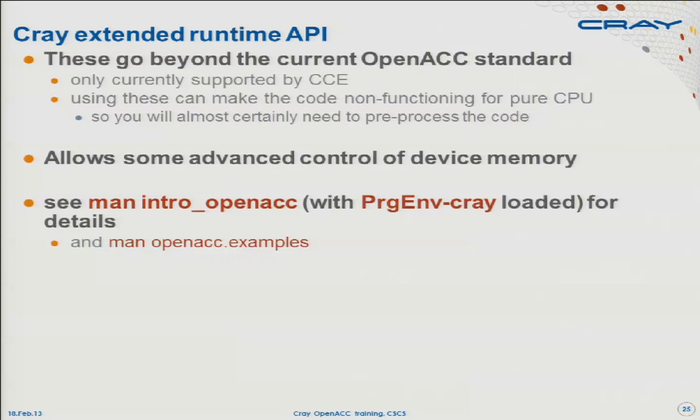Cray also has some extended runtime API calls. This is stuff where there's non-standard things you might want to do, very advanced control of device memory. Some of the stuff will be in OpenACC version 2. It was a vendor extension to version 1 that will be in version 2. There are places where you could use it, but if you do that, then you have to be aware that you're doing something that's specific for the Cray compiler. If you want to see what you can do, you can look at these man pages, and they will give you some more information on those functions.